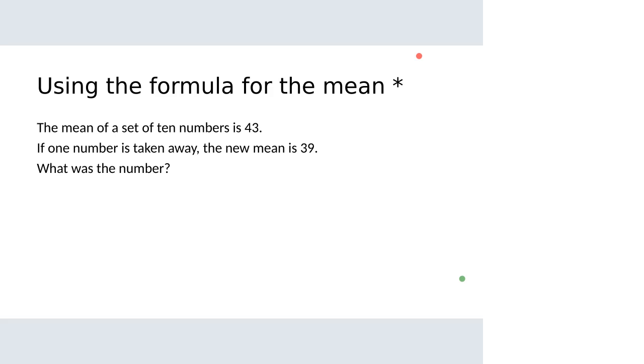So let's see, the mean of a set of 10 numbers is 43. There's something about the mean going on here. The mean is the sum of the data points divided by the number of data points. I'm going to keep that in mind as I go through this. Right now, what I've got is a data set that has a mean of 43. I don't know what the sum is, but I know there are 10 numbers.